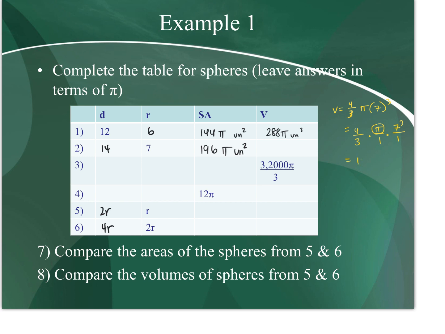So you end up getting 1,372 pi over 3, which simplifies to 457.3 pi, and it's units cubed. And so that's the answer for that one. So 457.3 pi units cubed.